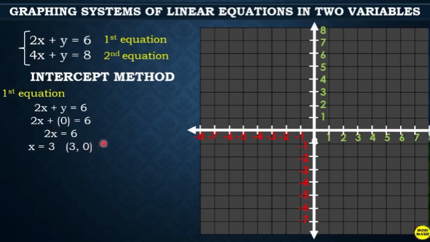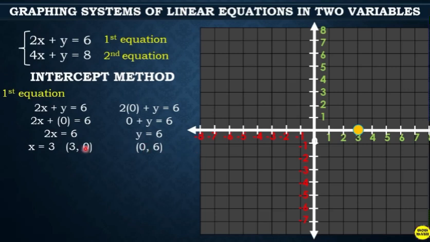Okay? Next, let us solve for the y-intercept. So, we will let x is equal to 0. So, yung x naman ang ilalet natin as 0. So, 2 times 0 plus y equals 6. So, this will be cancelled. So, we now have y is equal to 6 na lang po. So, we now have the y-intercept. So, (0, 6).